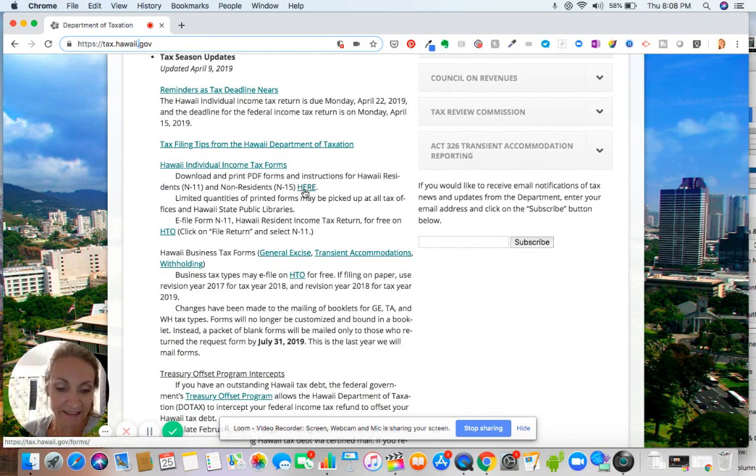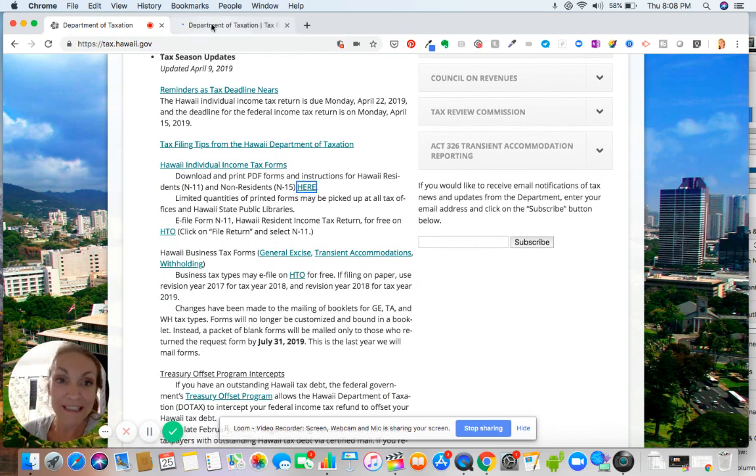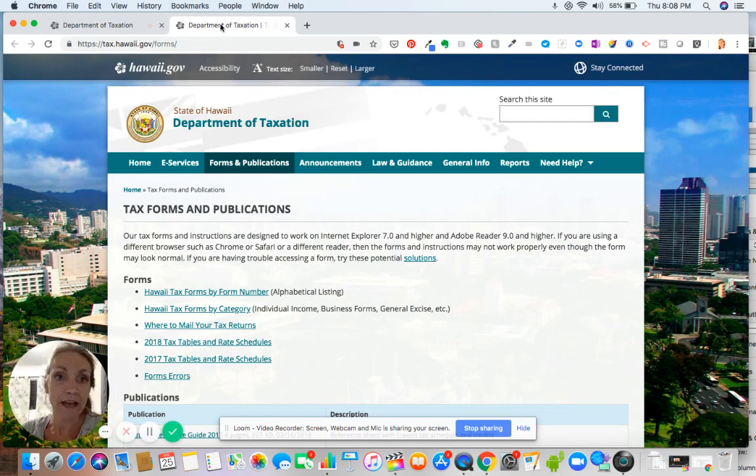Most states have a bit of a smaller tax than Hawaii state taxes. Hawaii state taxes are fairly large in comparison to most state taxes. We'll look at the tax form here.